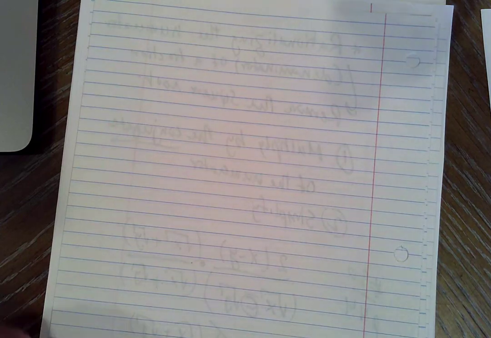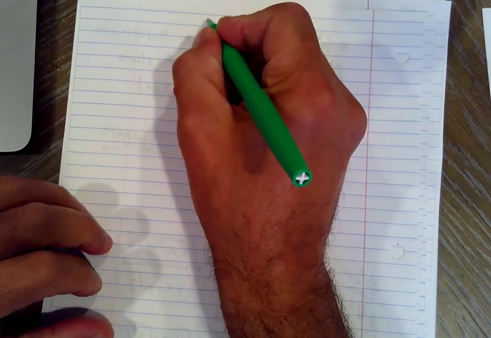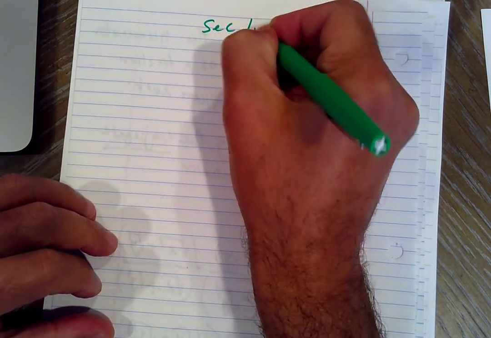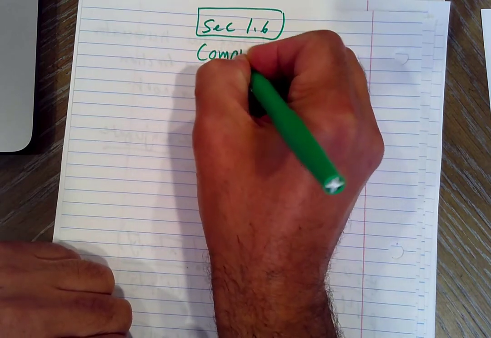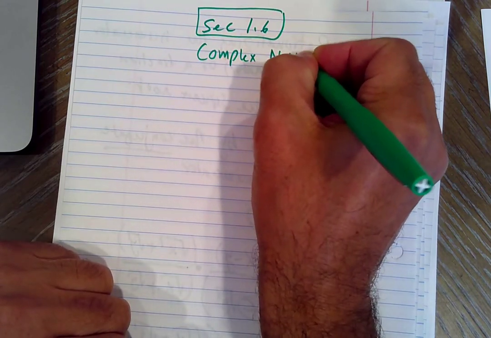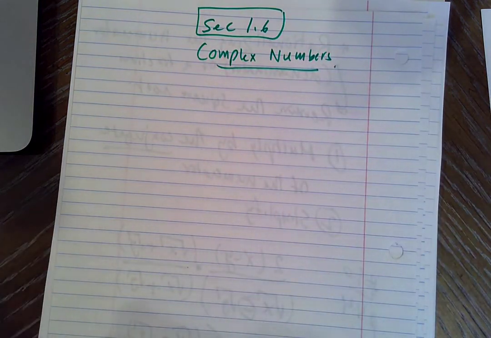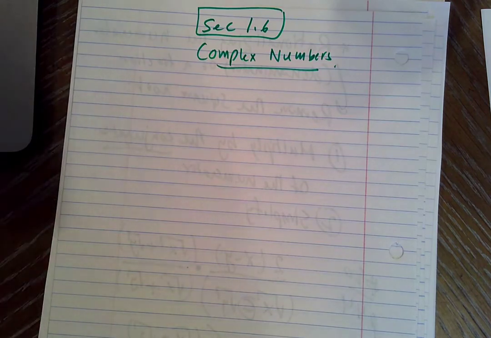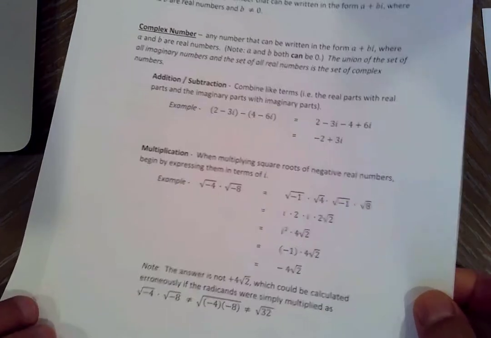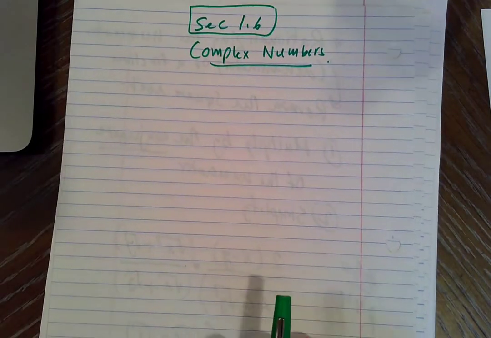Okay, after reviewing section 1.4, which is about rational expressions, the next section that I'd like to review is 1.6, which is a review of complex numbers. There's a handout that's posted on D2L under handouts. It's a summary of all the complex numbers, so please go over that. That's in addition to the notes, of course.